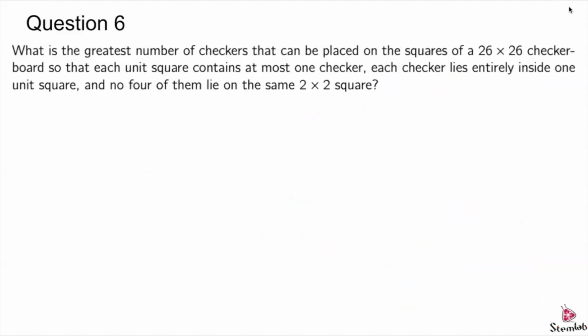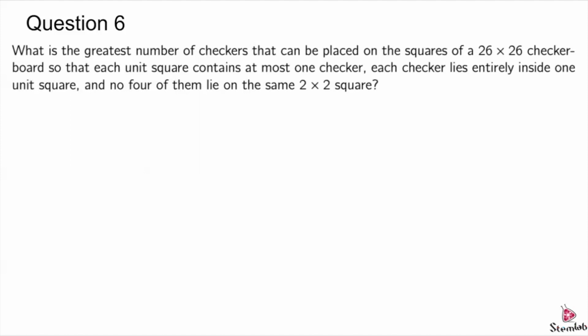Okay, question 6. What is the greatest number of checkers that can be placed on the squares of a 26 by 26 checkerboard so that each unit square contains at most one checker? Each checker lies entirely inside one unit square, and no 4 of them lie on the same 2 by 2 square. The most straightforward way probably of answering this is actually to solve for the complement, meaning the number of squares that are empty.